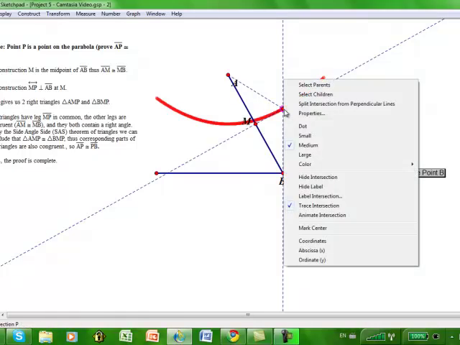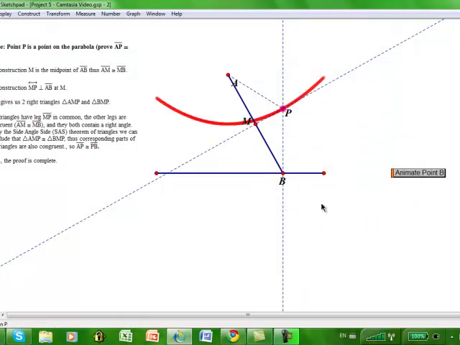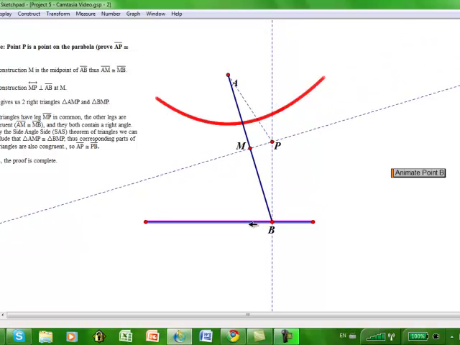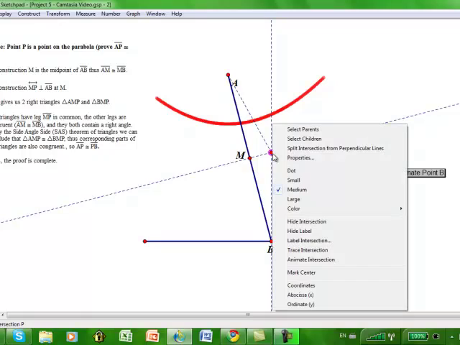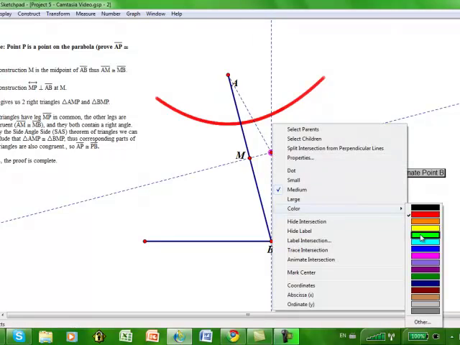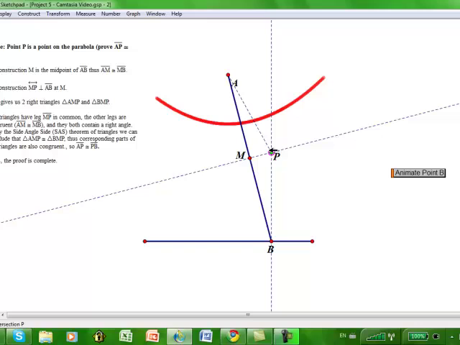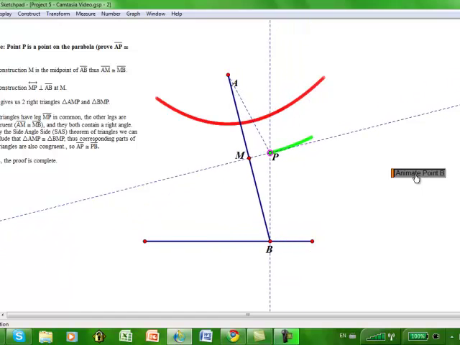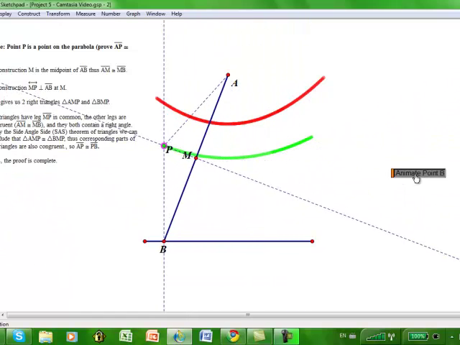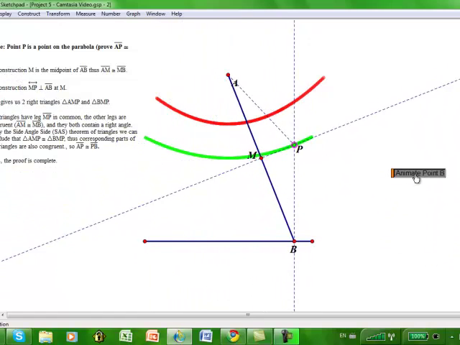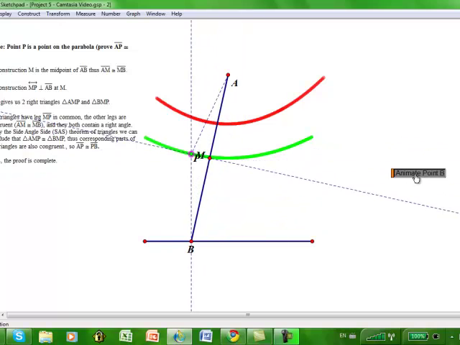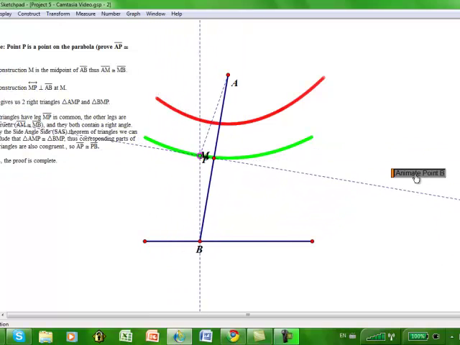Now I'm going to unselect trace P and move it a little bit. I'm going to move it farther away. I'm going to change the color of P and select trace and animate once again. You can see that moving the directrix away from the focus has made the parabola flatter.